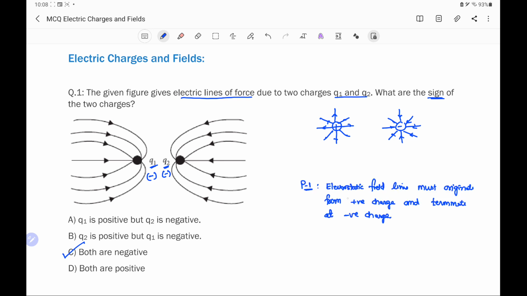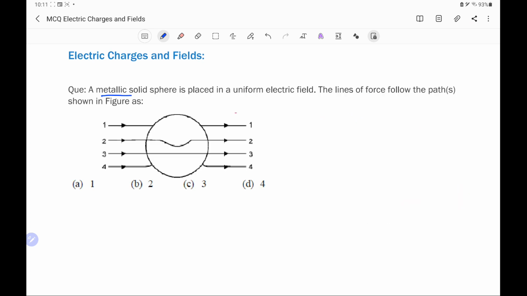Here we have used the property that electric field lines must originate from the positive charge and must terminate at the negative charge. A metallic solid sphere is placed in a uniform electric field. Uniform electric field refers to the same direction and magnitude in the region. The line of forces follow the path. We know that in a solid metallic sphere, charge resides at the outer surface of the metallic sphere and field is zero inside. Therefore, field line cannot exist inside the metallic sphere, hence option 2 and 3 are incorrect.